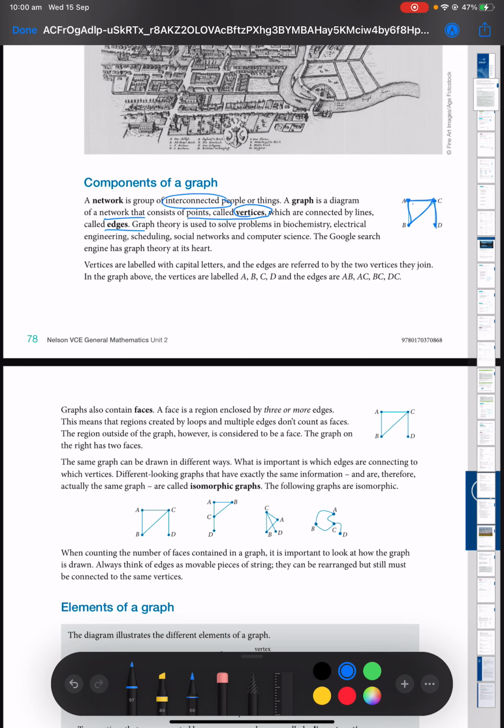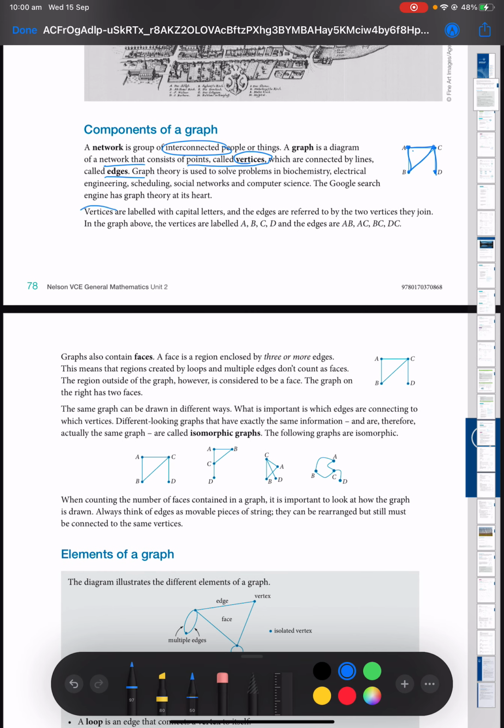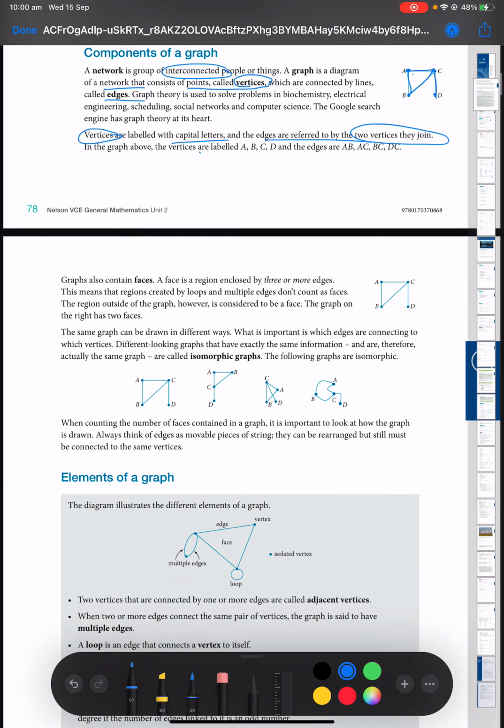Basically, these can be then used and analysed. Okay, so we label our vertices with capital letters, and then the edges are referred to by the two vertices that are being joined in between.